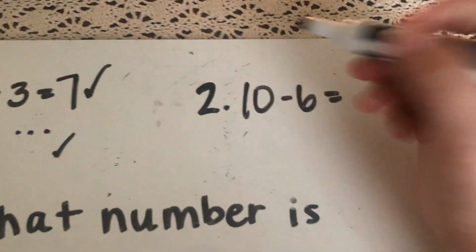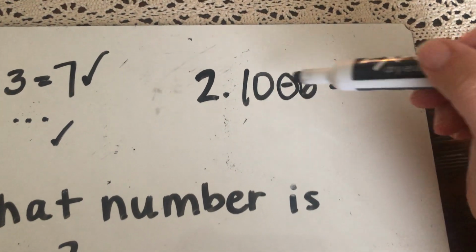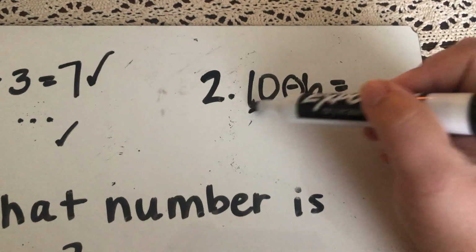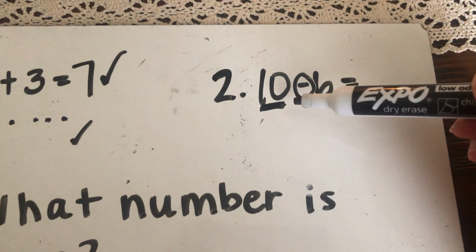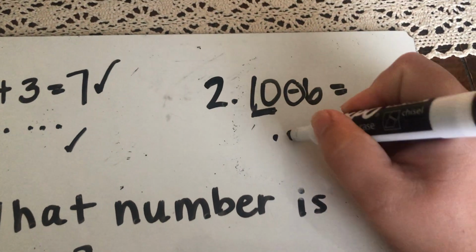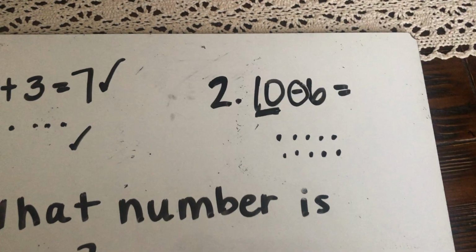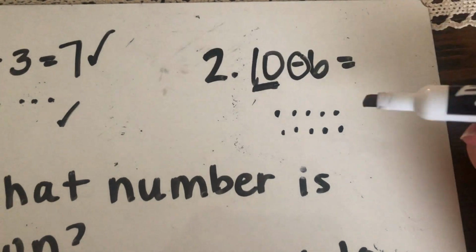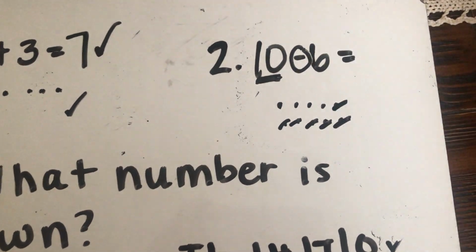Number 2, we are subtracting. That means that we're taking away. So our answer should be smaller than our first number. All right, so we want to make sure that we start with the number 10. We're going to draw our 10 dots. 1, 2, 3, 4, 5, 6, 7, 8, 9, 10. And then we're taking 6 away. So that means I'm going to cross 6 off. 1, 2, 3, 4, 5, 6.